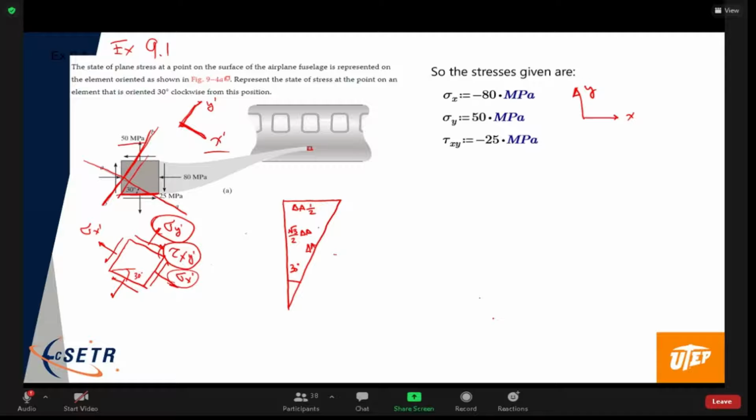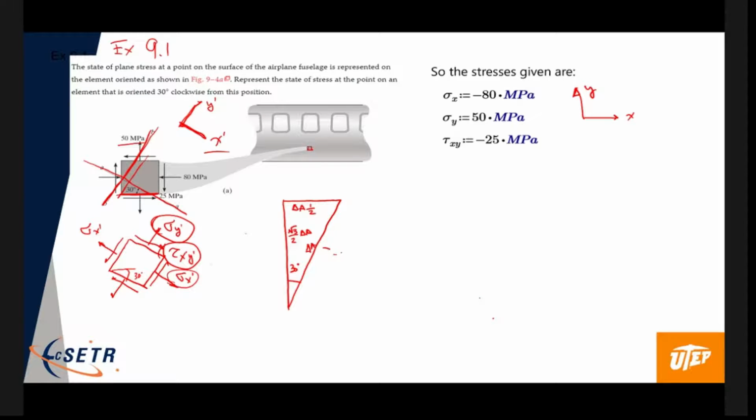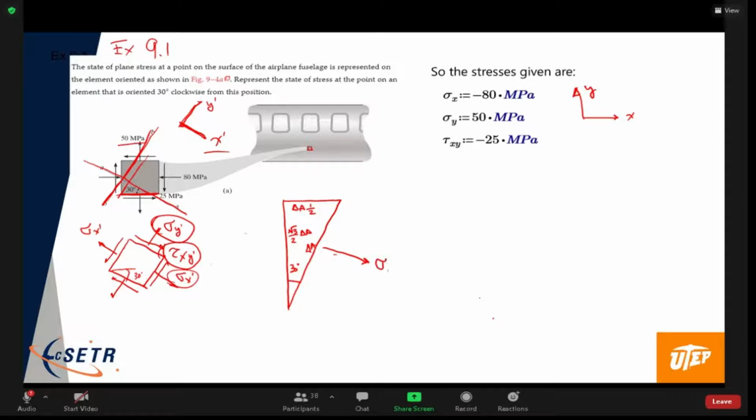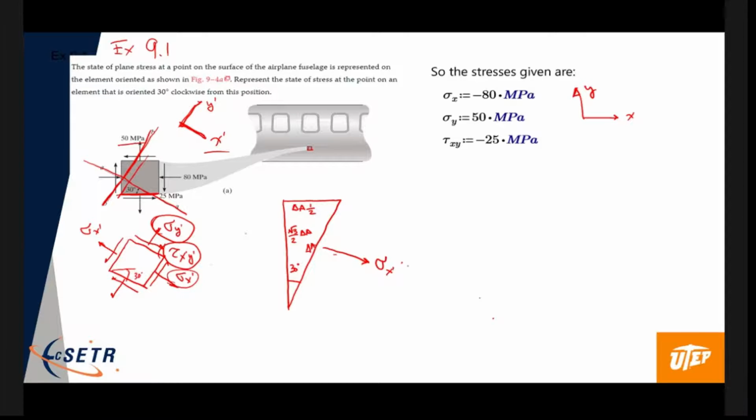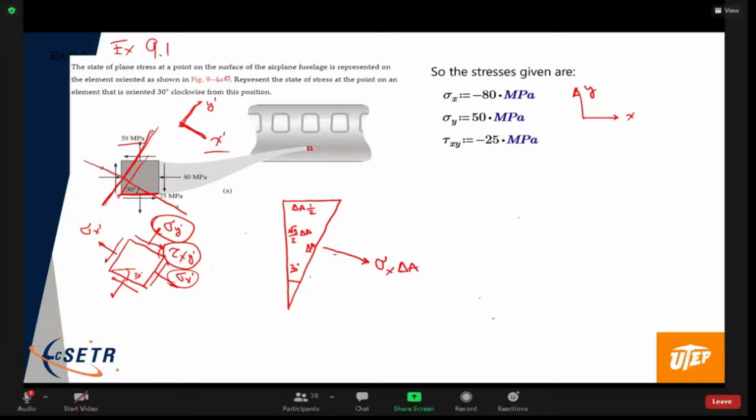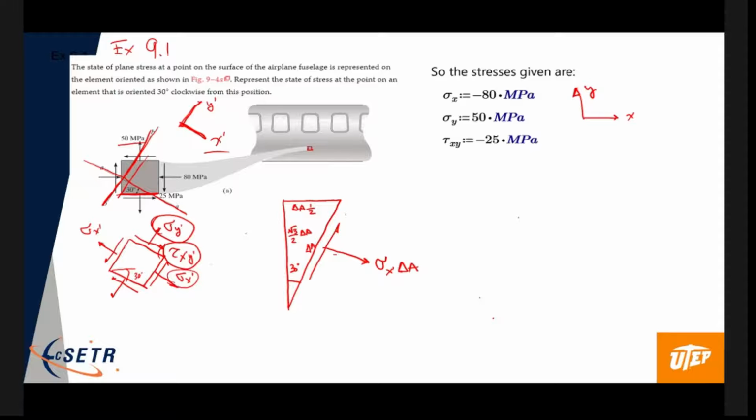The traction on this component here is going to be a normal traction of sigma x prime delta A. Acting along this face is the shear component tau x prime y prime delta A. But we already know what that value is, but it's there. On this face, we would have the shear component acting in this direction. This is 25 megapascals delta A on 2. And then the normal stress acting up is 50 megapascals delta A on 2.